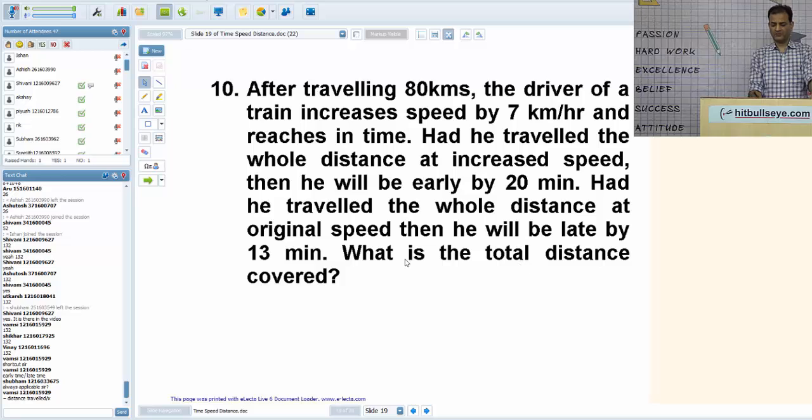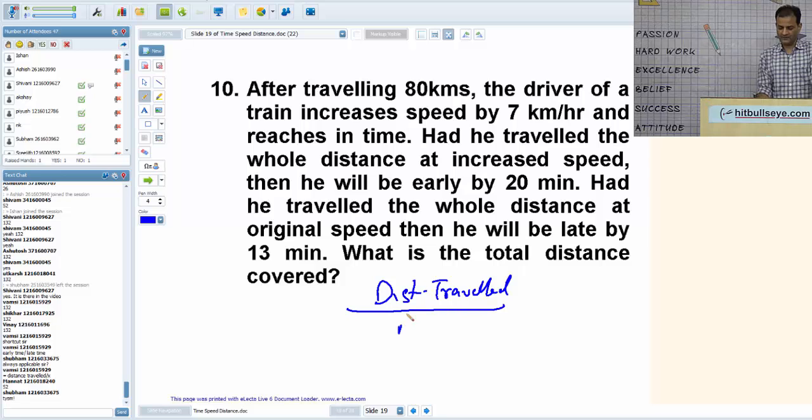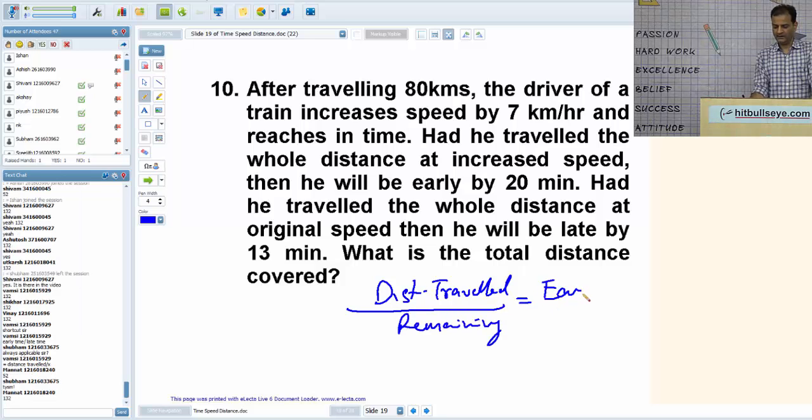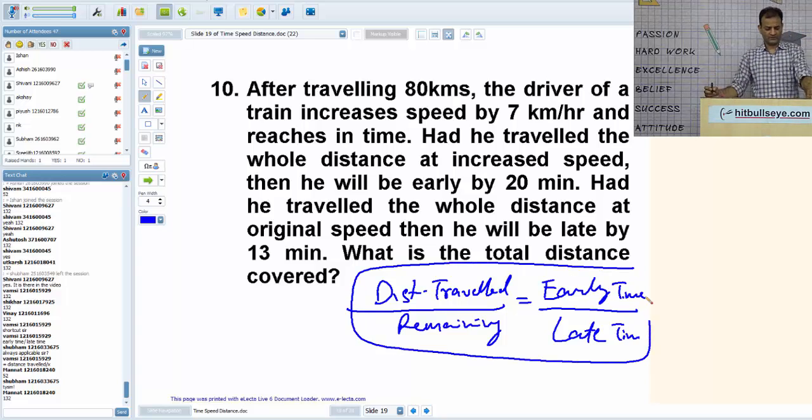Now what is the shortcut? Then I will tell you how we make the equation. You can write the formula: distance traveled upon remaining equals early by late, early time upon late time. This is the gist of this question.